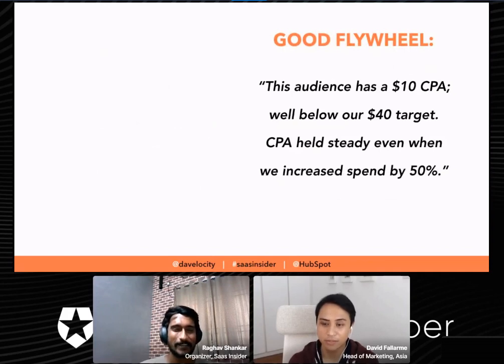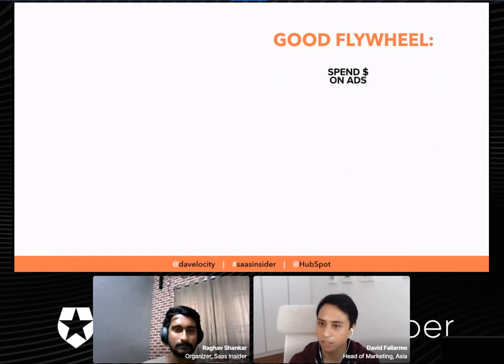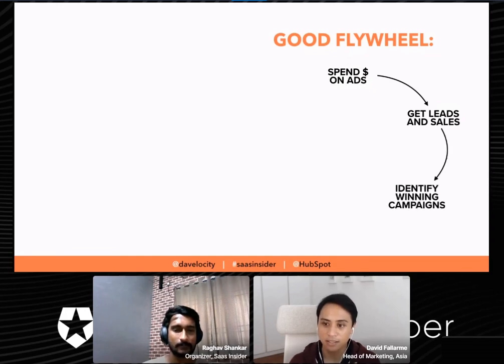Okay, contrast that with a good flywheel. Looks like this. Very, very different. What you hear in the Slack team or the email chains of a company that's got a pay-per-click performance marketing flywheel figured out. They know the cost per acquisition, they know what their limit is, and they know what happens to their cost per acquisition when they increase their spend. So they have a very good idea of how the dynamics change. So spend money on ads, get leads and sales.